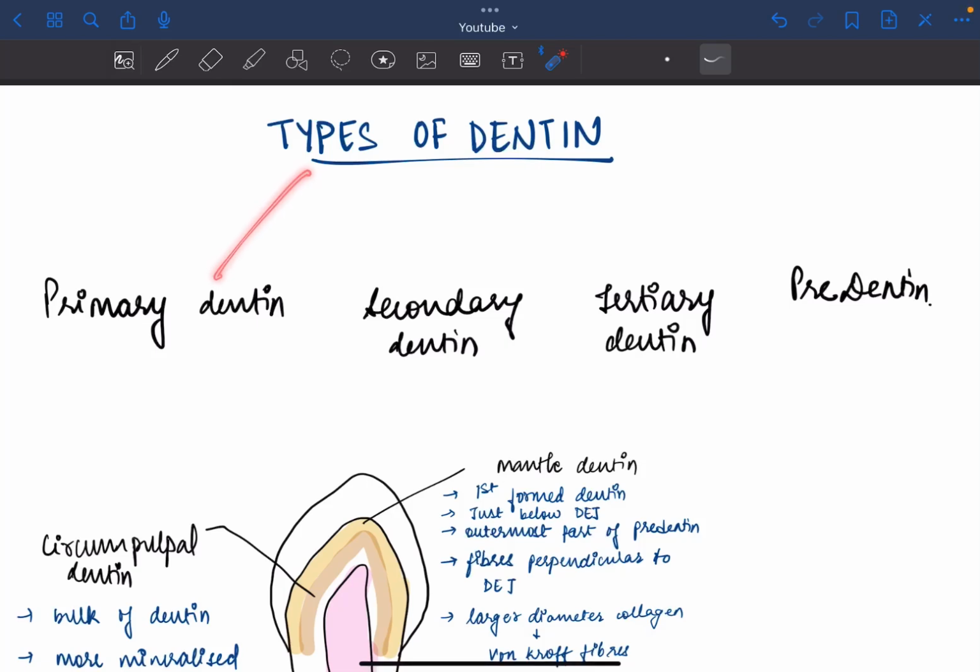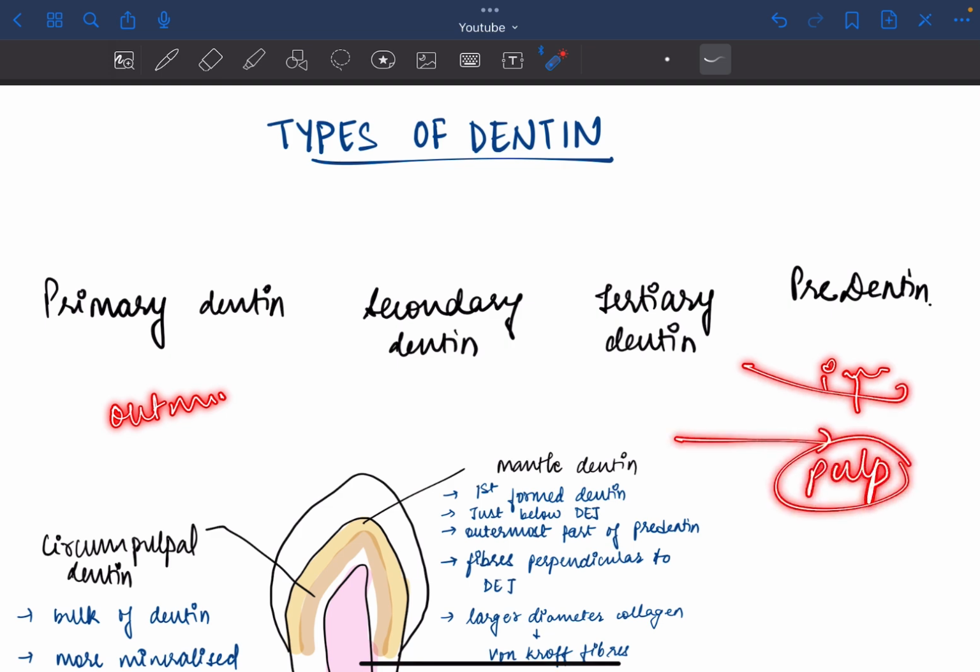Four types of dentin. First is primary, then secondary, then tertiary, and then predentin. The order is from outermost to the innermost. That means this is present more towards the pulp and this is present more towards the DEJ, or the dentino-enamel junction.